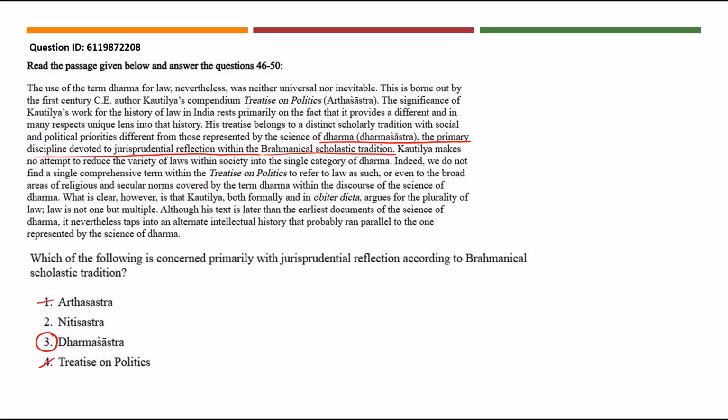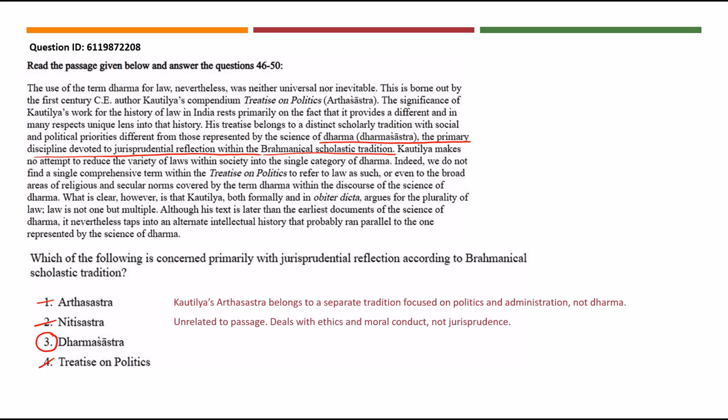It is the work of Kautilya and it is not the Brahmanical scholastic tradition. And there is no term called Niti Shastra mentioned in the passage. Kautilya's Arthashastra belongs to a separate tradition focused on politics and administration, not dharma. So 1 is ruled out. Niti Shastra is unrelated to the passage. In fact, it deals with ethics and moral conduct, not jurisprudence. So they are asking with respect to jurisprudential reflection. Dharma Shastra is the primary text concerned with jurisprudential reflection in the Brahmanical scholastic tradition.